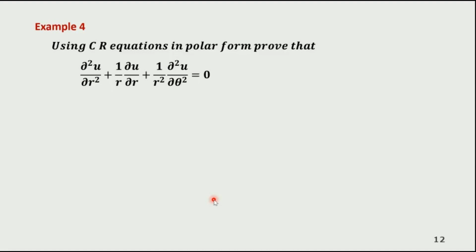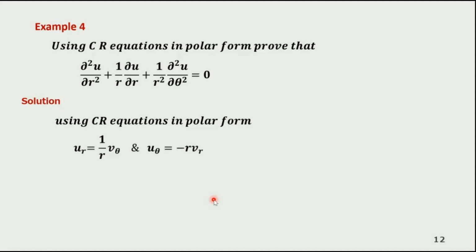So using CR equations, first we have to write the CR equations. So what are the CR equations in polar form? u_r is 1 by r v_theta and u_theta is minus r v_r. We have to write that first, because we are told to use CR equations in polar form. So these are the two CR equations in polar form.